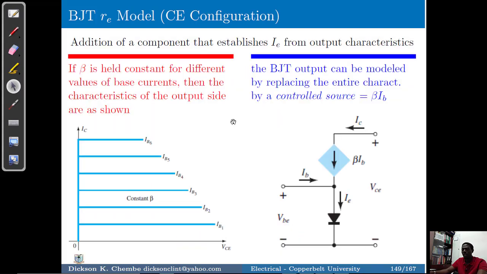When we go to the output side, we realize that if we look at the output characteristics, if we maintain beta constant and we look at the different values of the base currents, the characteristics of the output side are such that we can replace the entire characteristic by a controlled current source which is equal to beta multiplied by the base current, and that is on the output section. And then we can now separate these two, the output and the input section.